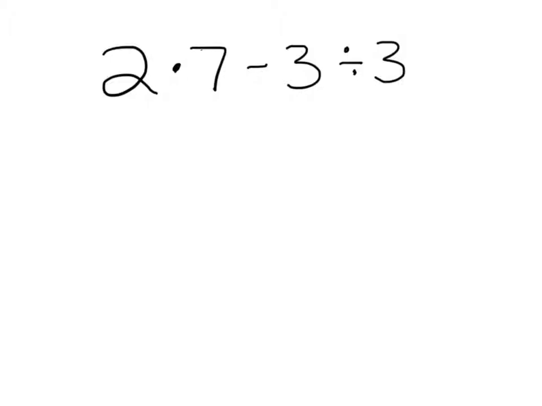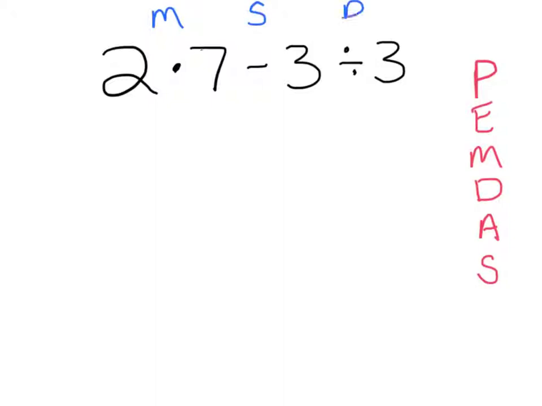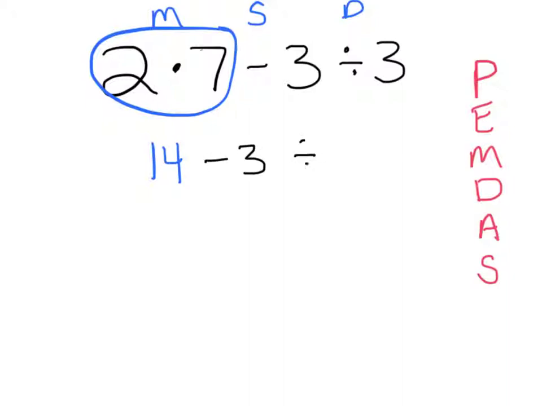Alright, let's get started. The order of operations are parentheses, exponents, multiply, divide, add, and subtract. So let's see here. I've got a multiply, a subtract, and a divide. According to the order of operations, going down I see multiply comes first. So the first thing I'm going to do is multiply 2 times 7, and that gives me 14. Everything else comes down.